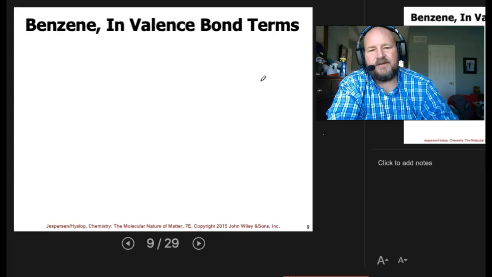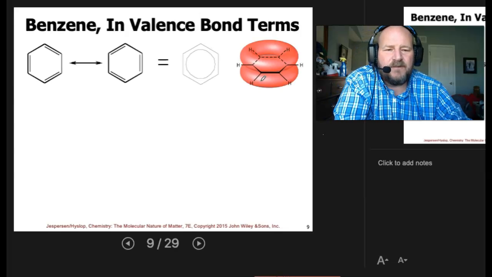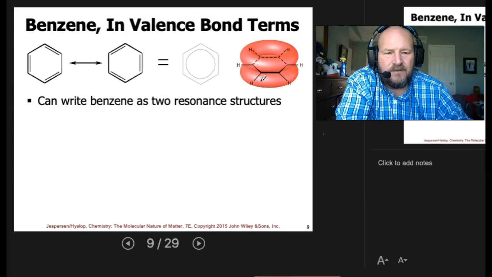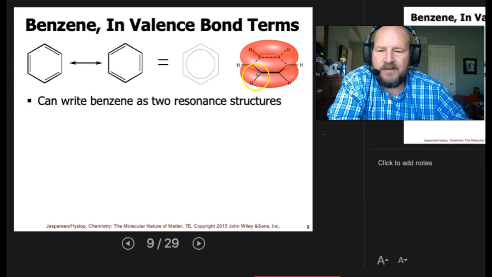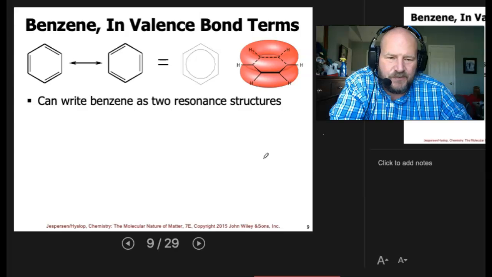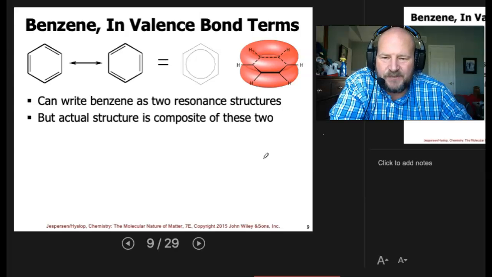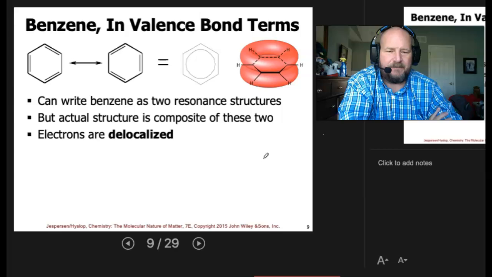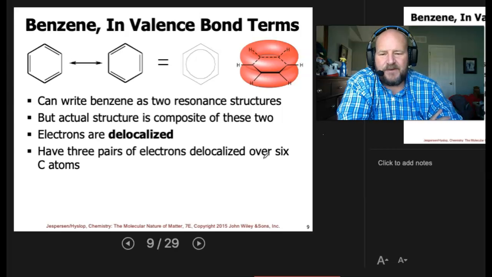Now, benzene in terms of valence bond. Draw the structure out. We're going to say that it's going to be either this one or this one, which means we're going to draw it with a circle in it, saying this is our resonance. And of course, that's going to give us that idea of having that pi donut there, if you will. We can write benzene as 2 resonance structures, but the actual structure is the composite of both of them. So we consider the electrons to be delocalized. They have 3 pairs of electrons delocalized over 6 atoms.